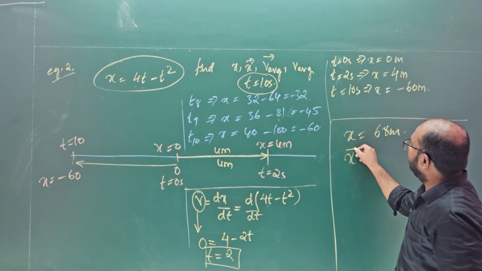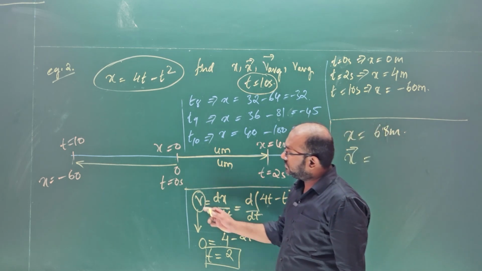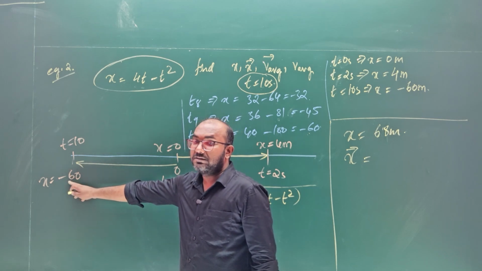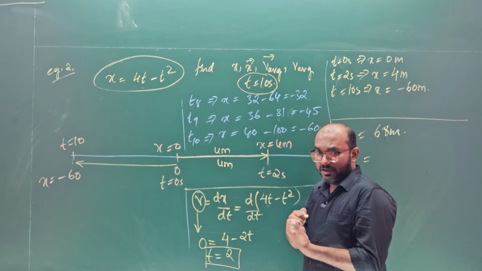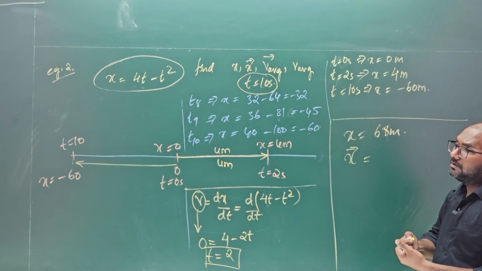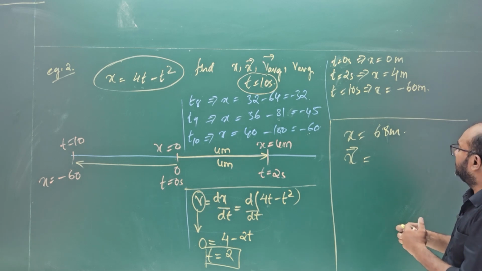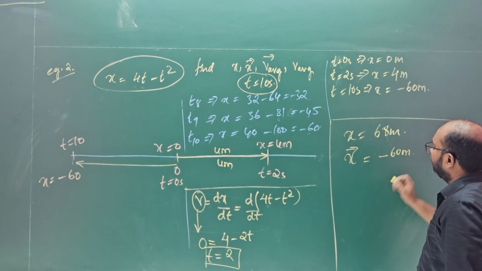Similarly, can anyone tell me the displacement? Initial position and final position. What is your initial position? 0. What is your final position? Minus 60. Final position minus initial position provides you the displacement, yes or no? So displacement is minus 60 meters.